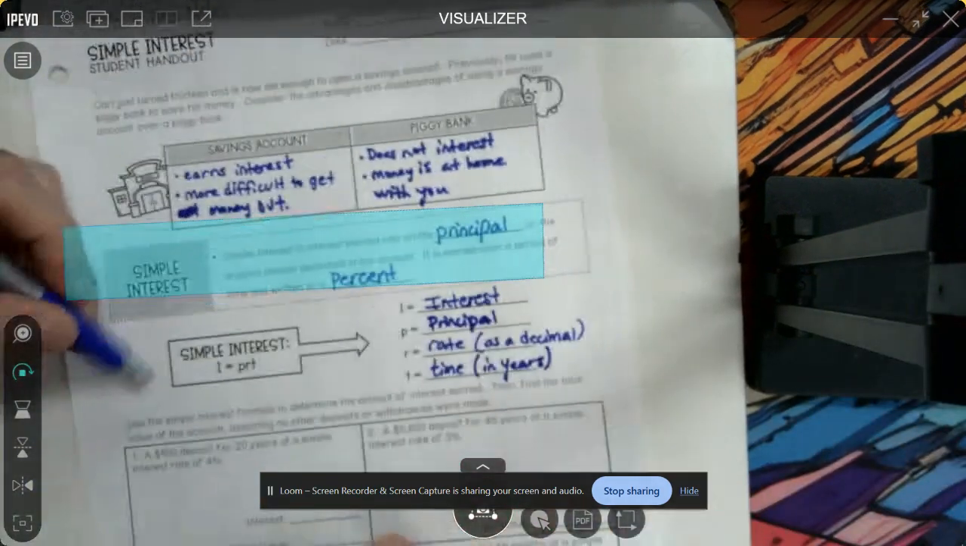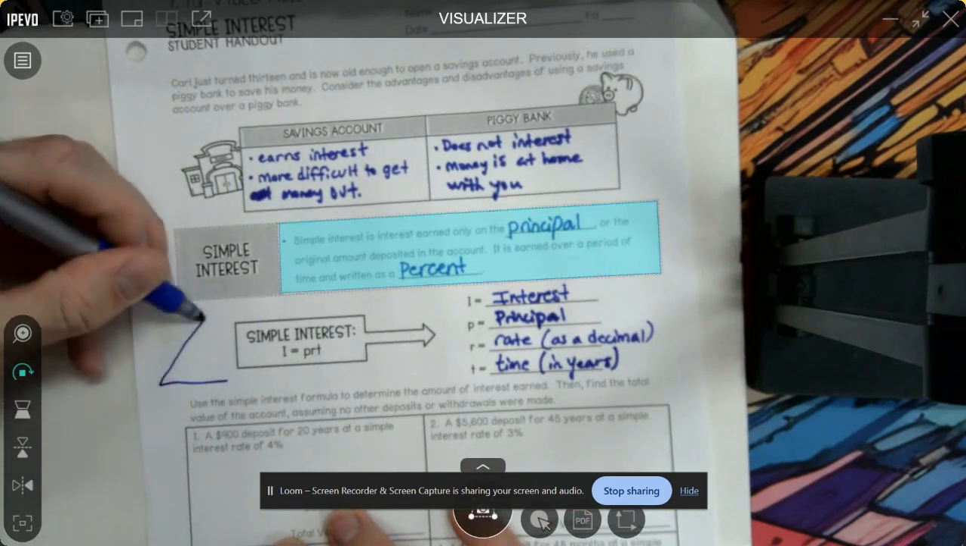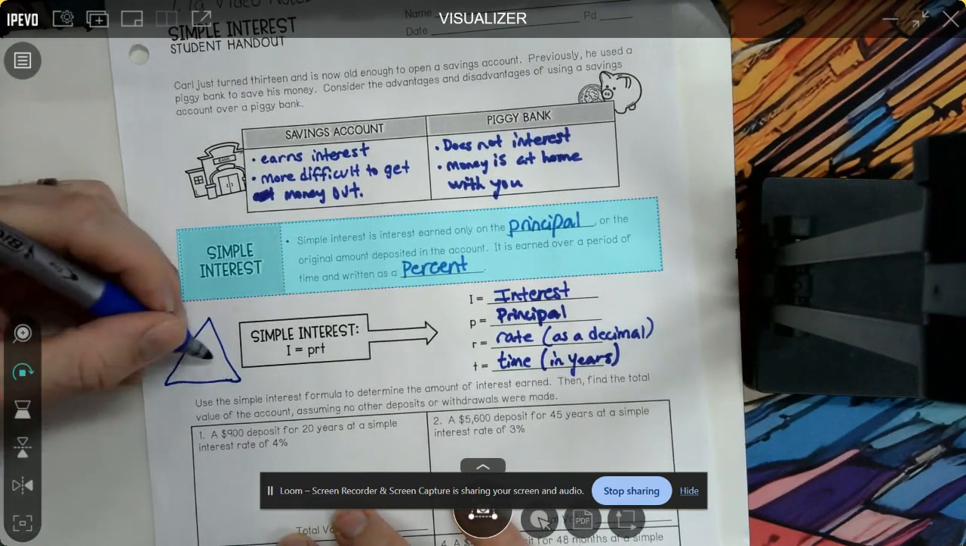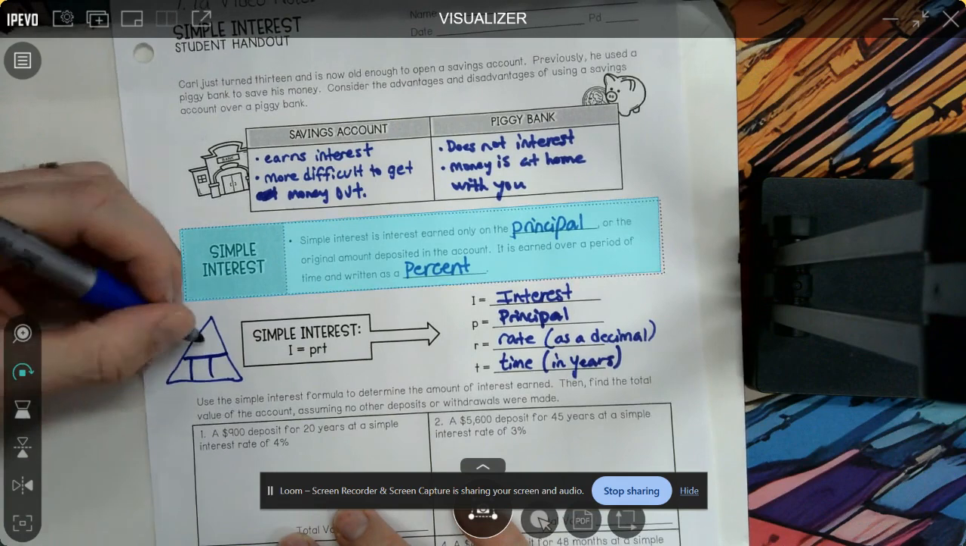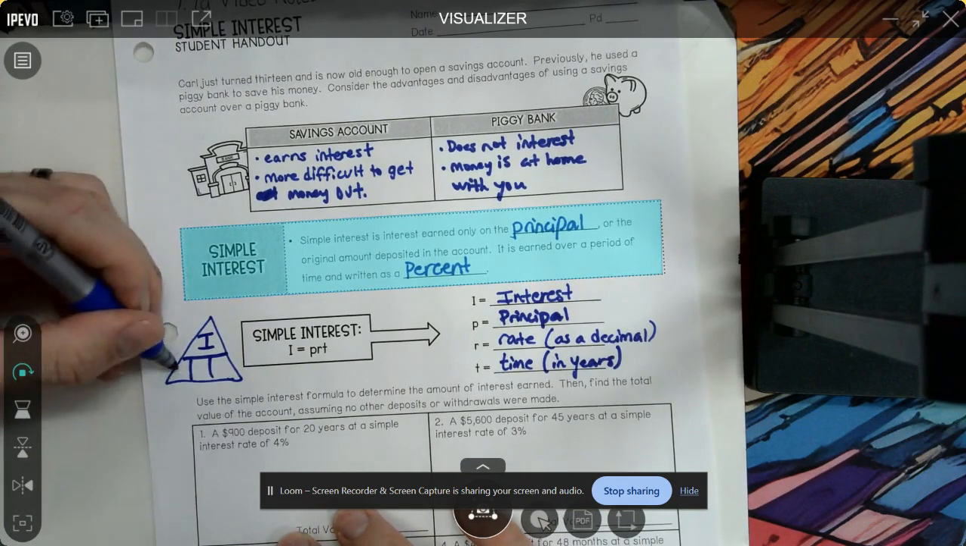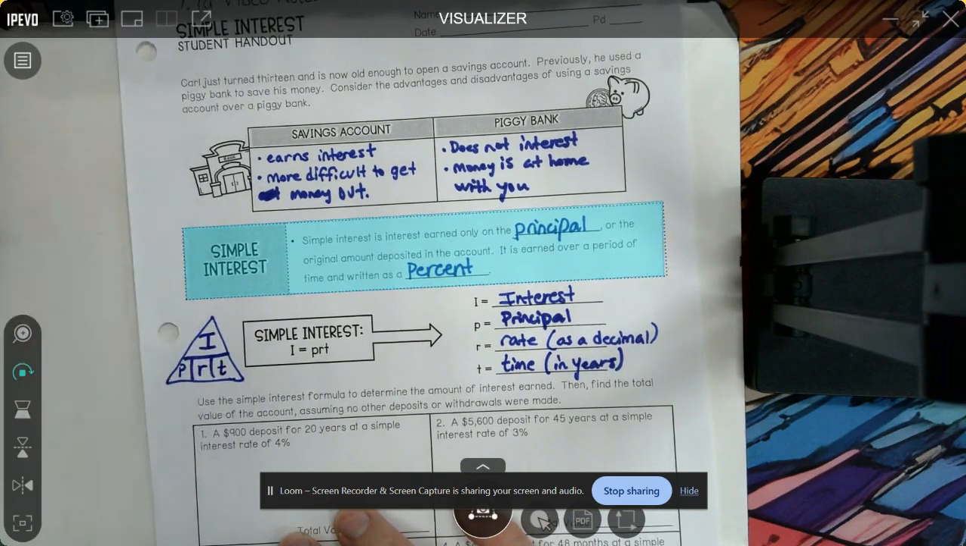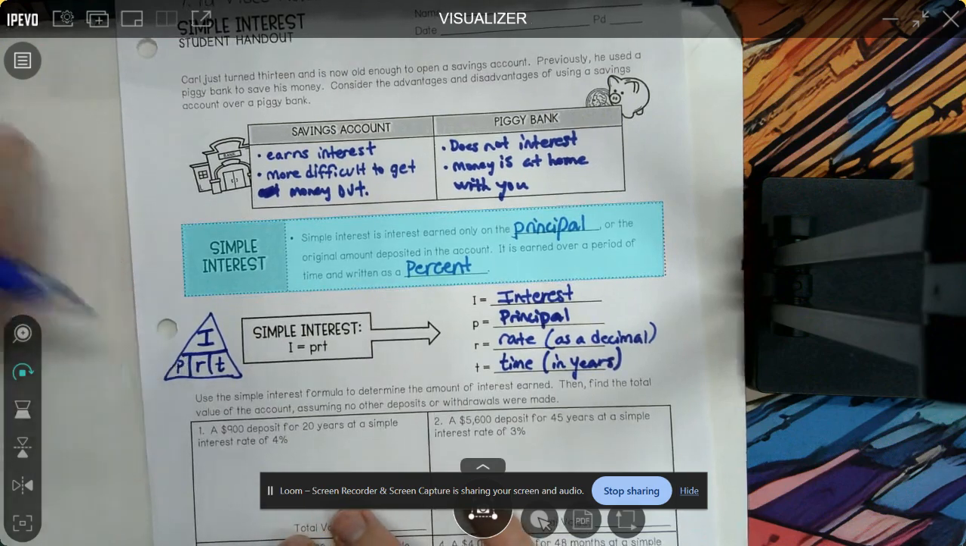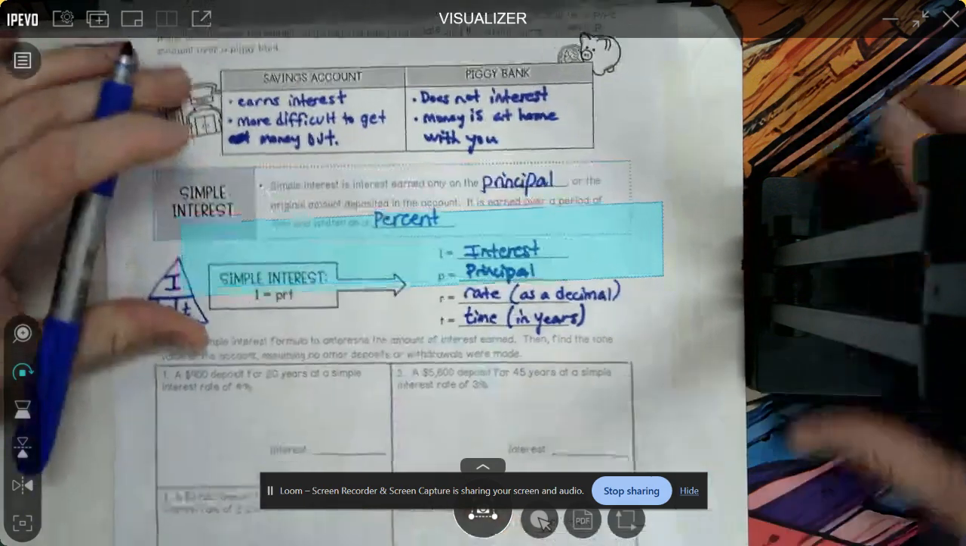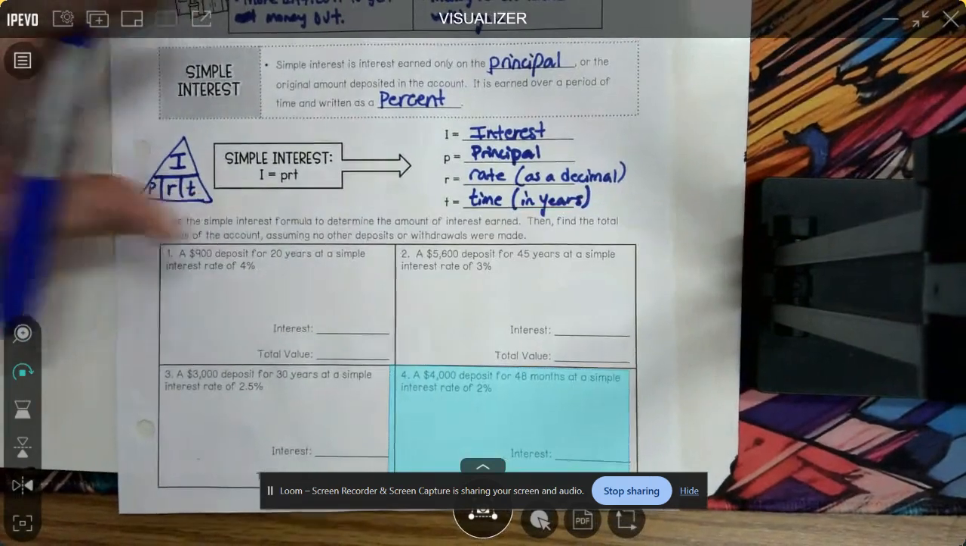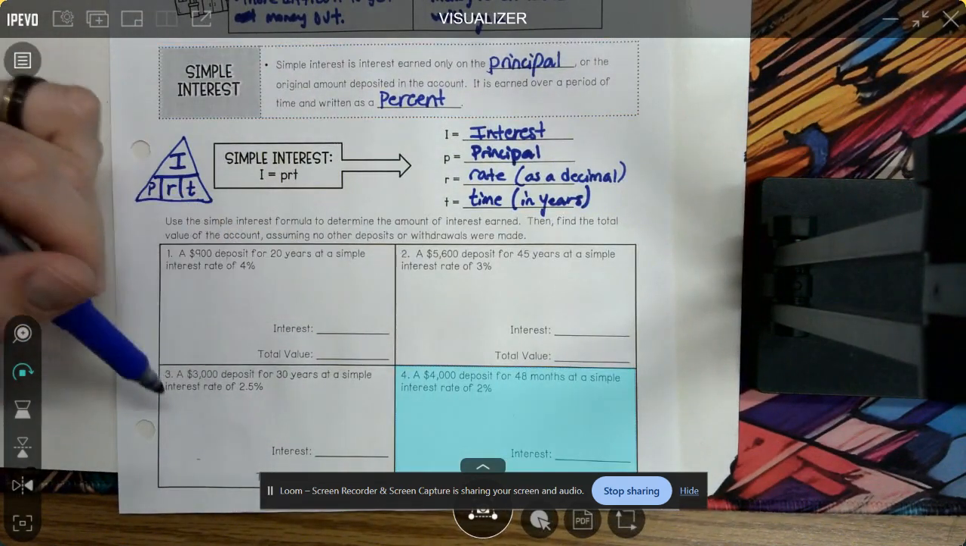Okay, now on the left-hand side here, I want you to draw your triangle. We did this for y equals kx, but now we can do it with I equals PRT. I goes on top, P, R, T goes on bottom. We're going to be talking about this a lot more in 7.7b. You just have 4 examples. I'm going to do number 1, you're going to do number 2. I do 3, you do 4.